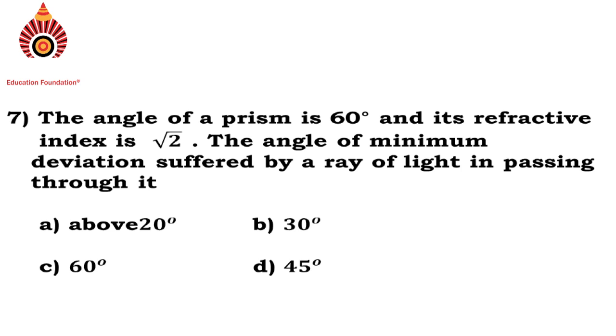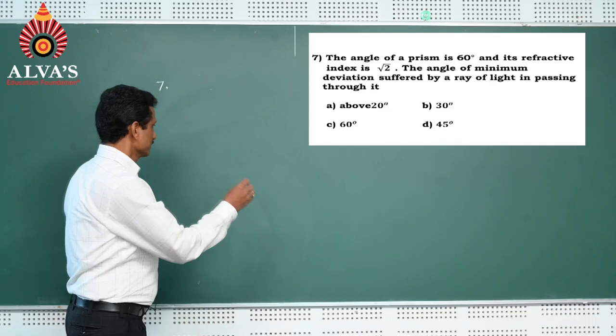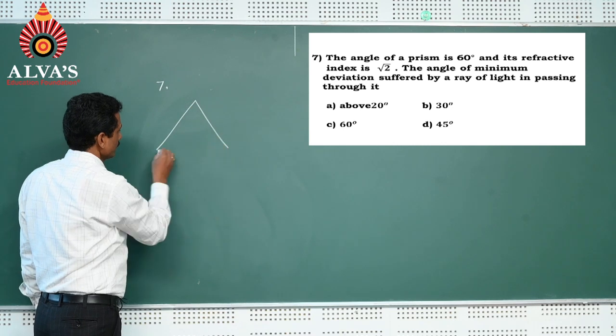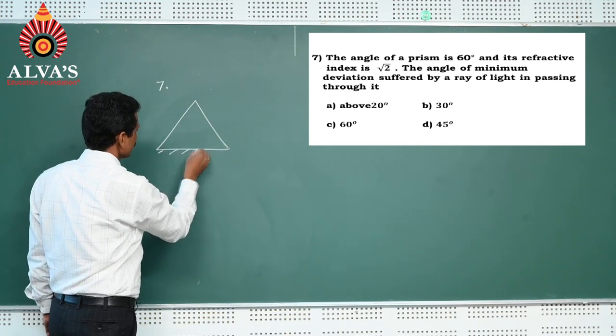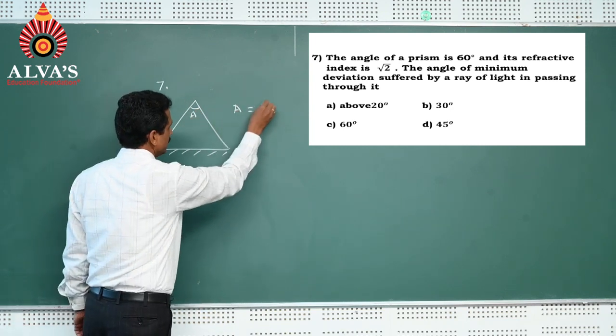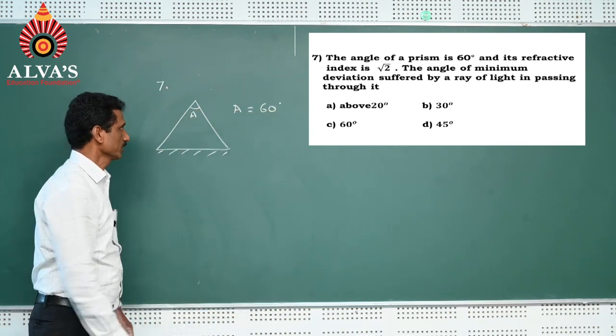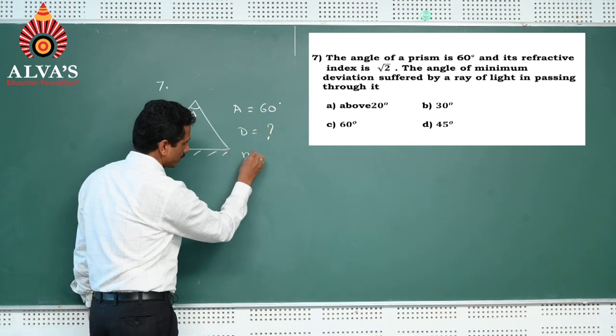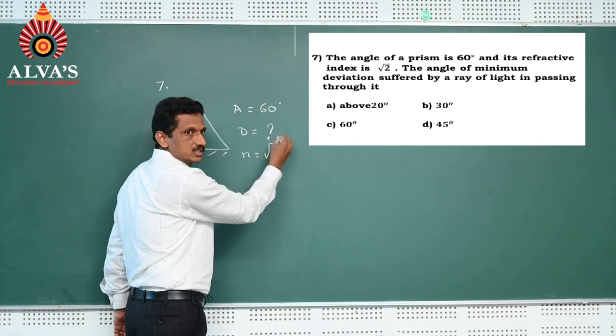The angle of a prism is 60 degree and its refractive index is √2. What is the angle of minimum deviation suffered by a ray of light in passing through it? Say it's a prism. Angle of the prism is 60 degree. Given A is 60 degree. Your aim is to find out the angle of minimum deviation.